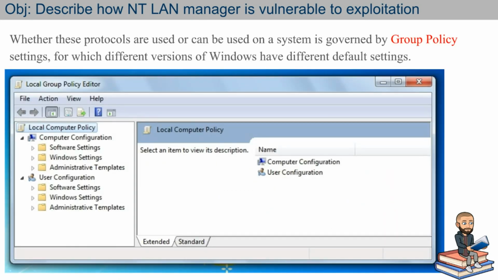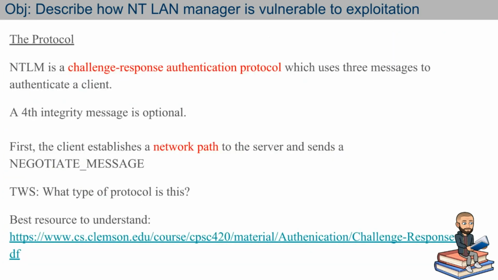Now let's refocus from APIs to these security protocols in NTLM. Whether these protocols are used or can be used on a system is governed by what's called group policy in Microsoft. You go to your group policy settings, and there are different versions of Windows with different default settings. To see what your default settings are, you just go to your group policy settings, and that's where they'll be. Apparently, different versions of Windows will have different defaults.